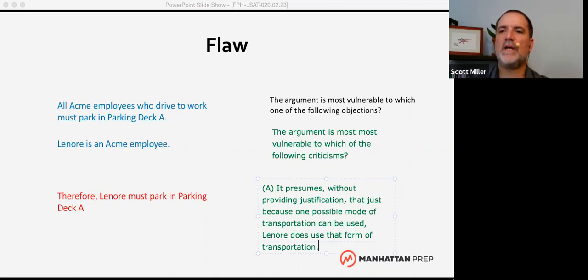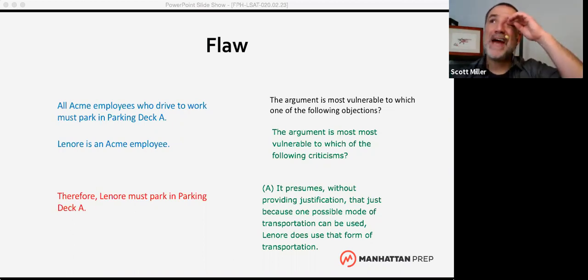Like, they can get into really abstract ways of wording these answer choices. What is this actually saying? The argument assumes that just because one possible mode of transportation can be used, that just because a person can drive a car, Lenore does use that form of transportation, that Lenore does drive a car, right? It presumes without providing a justification that Lenore uses a certain form of transportation when other forms may be available to her, right? So notice it doesn't necessarily say anything specifically about cars, but this is describing in a very abstract way the idea that this argument is assuming that Lenore drives to work, right?